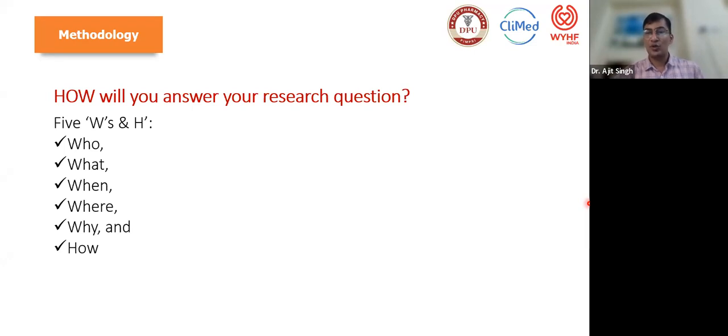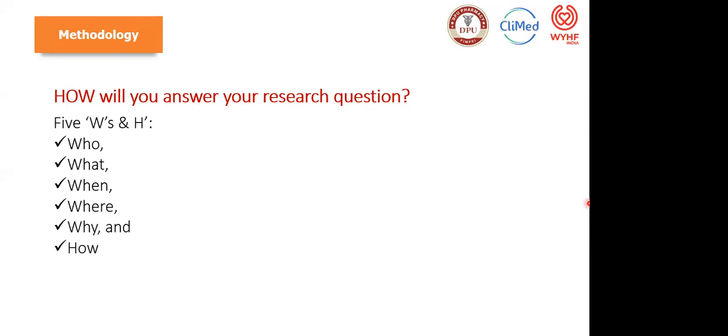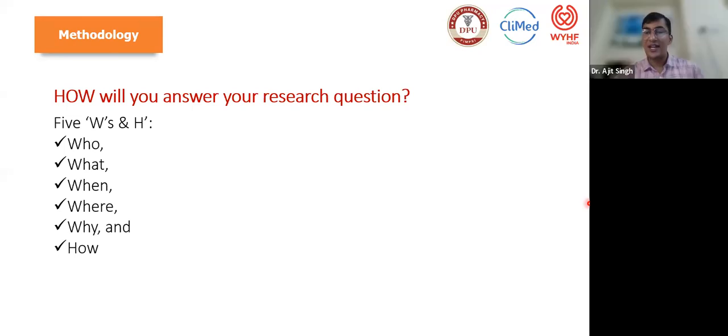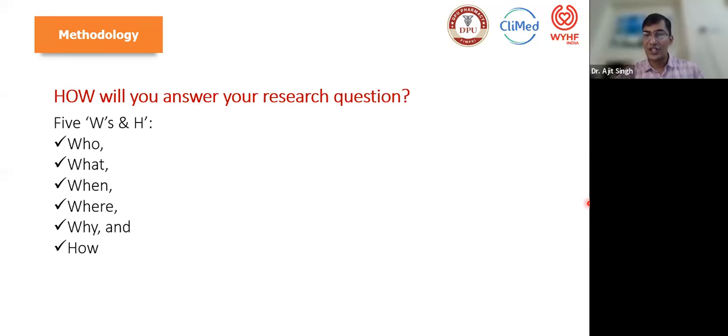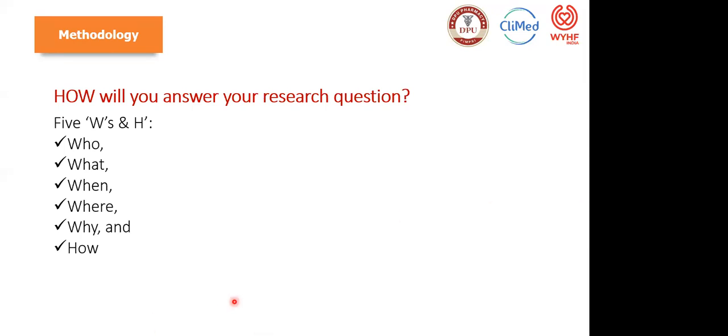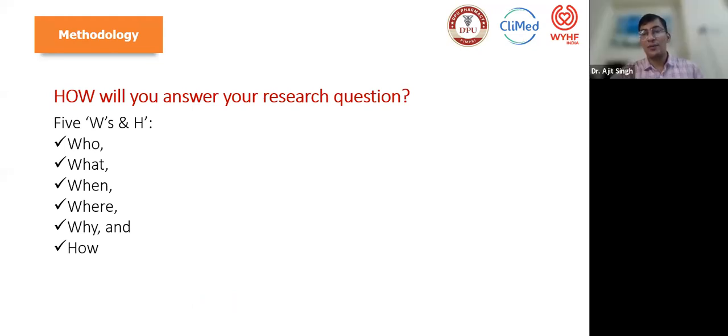Who will conduct it? Who will be the team? Who will support it? Who will be the sponsor? What is the execution plan? What is going to be done? When? Timelines. Where? Site of the research. Why? Outcomes. How? Execution of this research grant. So it's very, very important to cover these things when you are writing the research methodology.